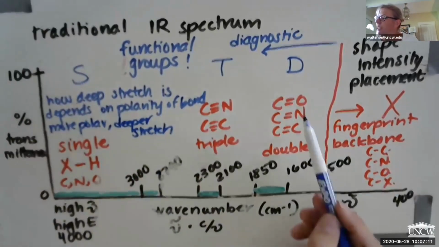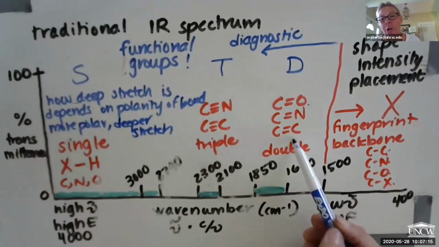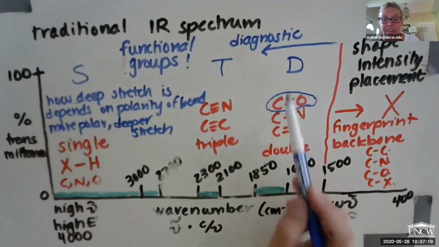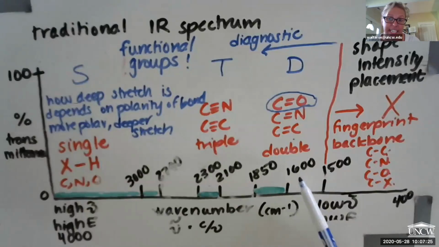So you could tell the difference between a carbon to oxygen double bond and a carbon to carbon double bond because this one is polar. And so it'll be a very distinguishing feature between 1850 and 1600.